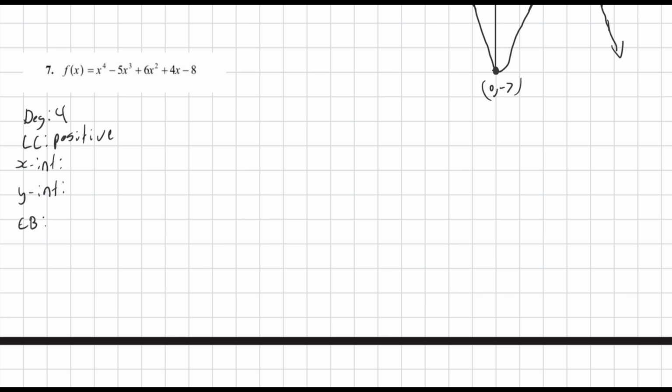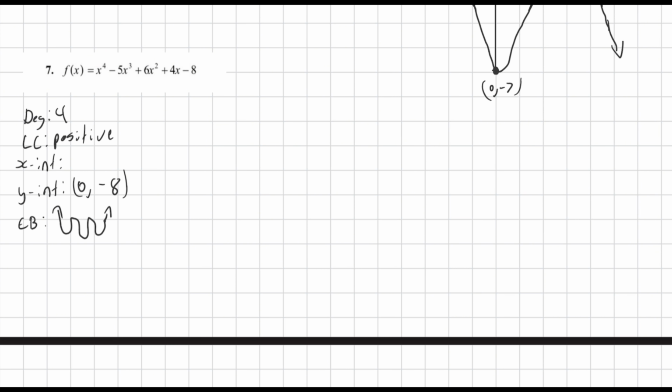X-intercepts, we're going to have to factor this to get that. Y-intercept: 0, minus 0, plus 0, plus 0, minus 8, so it's going to be (0, -8). End behavior: it's an even degree and it's positive, so we know it's going to be like this, and then just whatever is happening in between. It's going to look like that.